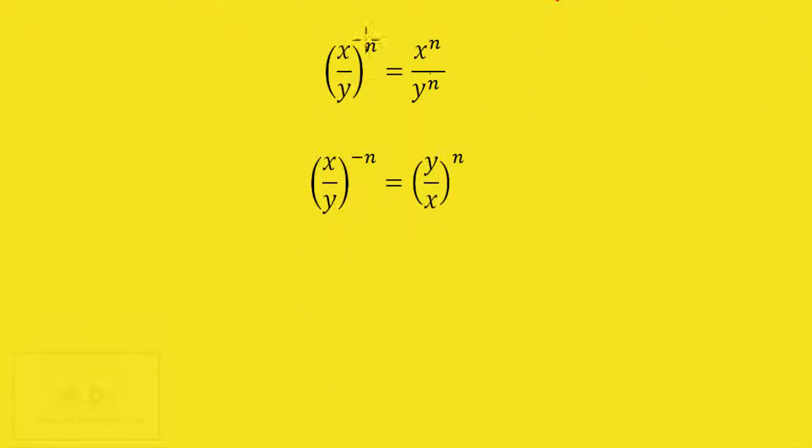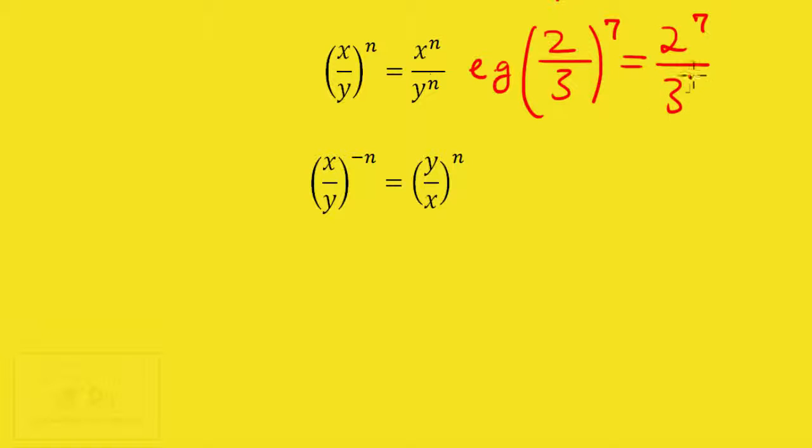(x/y)^n is equal to x^n over y^n. x is a variable, y is a variable, n is any number. So for example, when we now actually assign numbers to these variables and to n as well, we get, for example, (2/3)^7 is the same thing as 2^7 divided by 3^7, according to this rule.